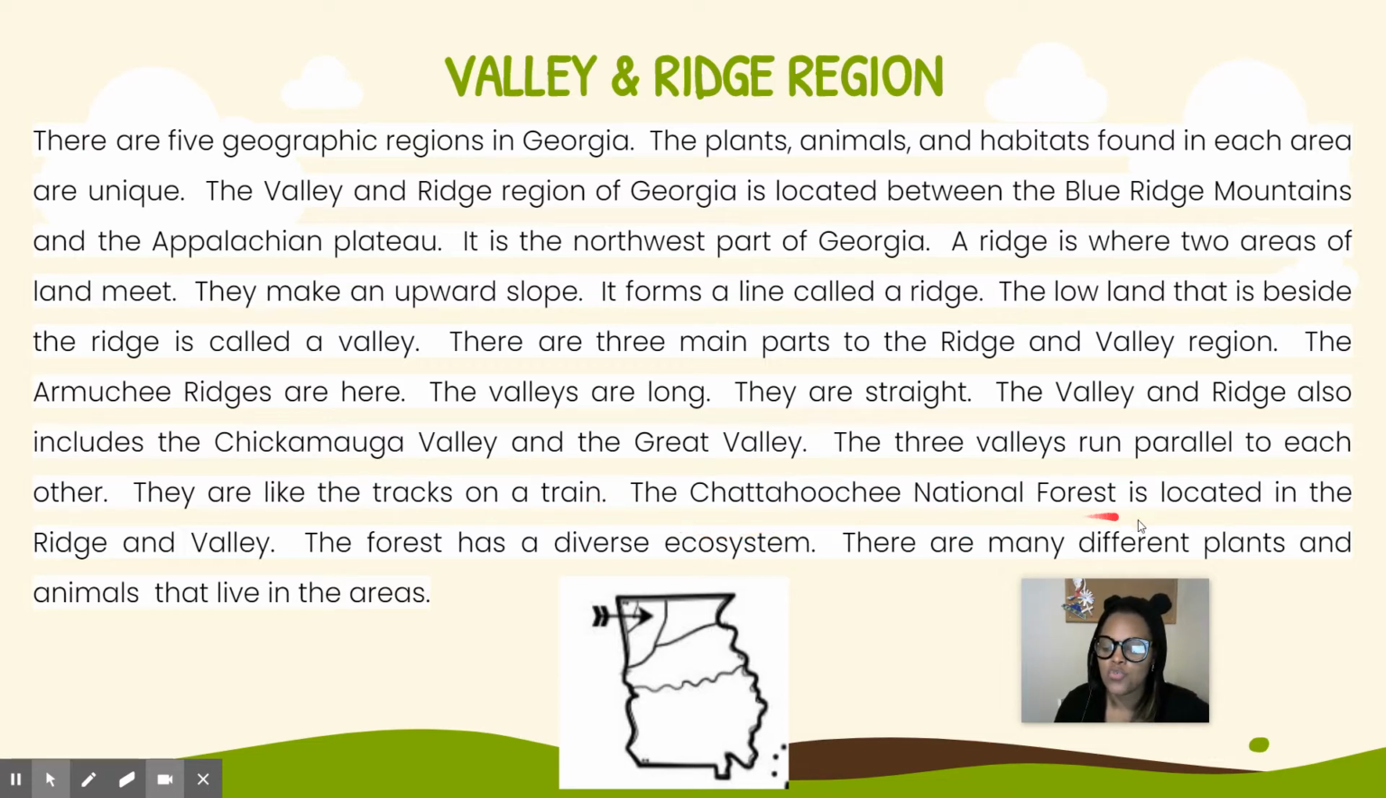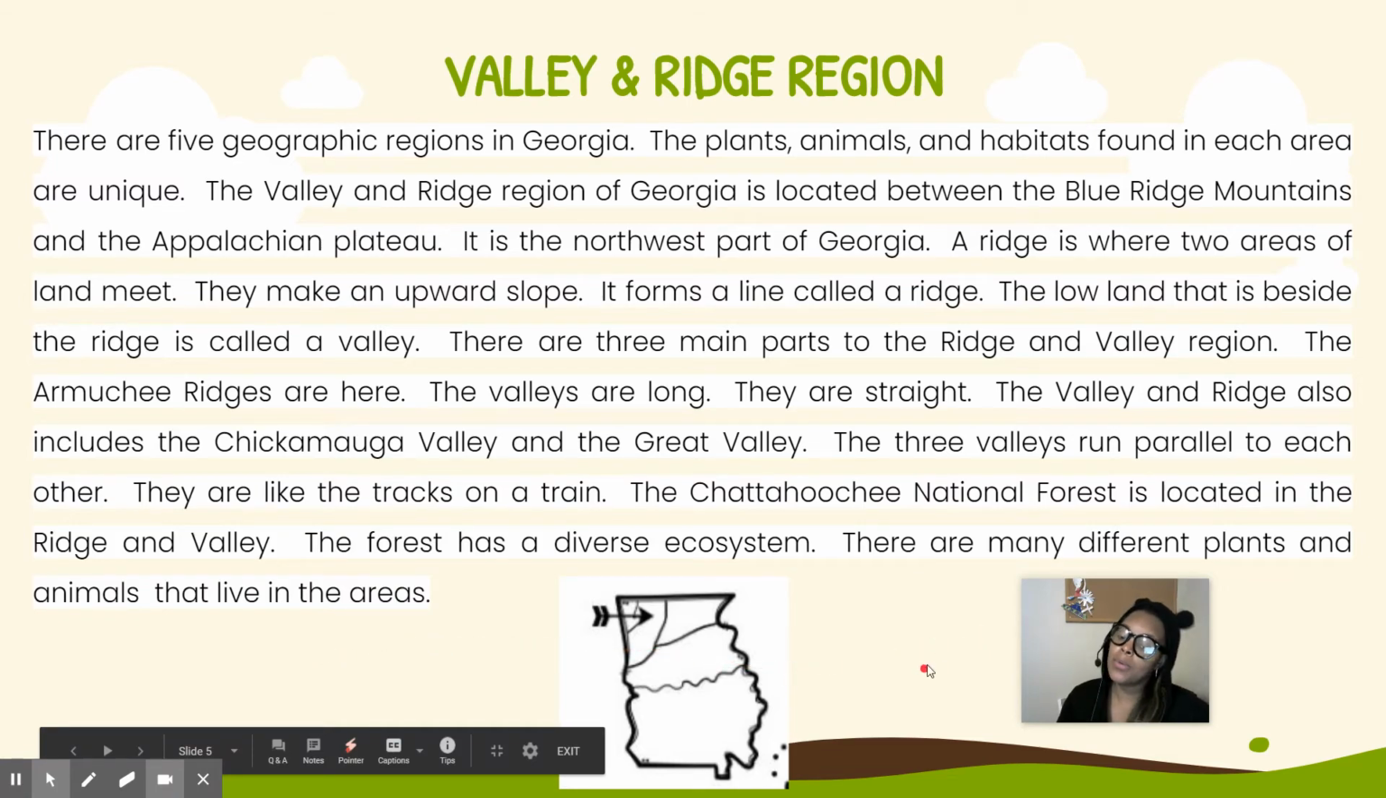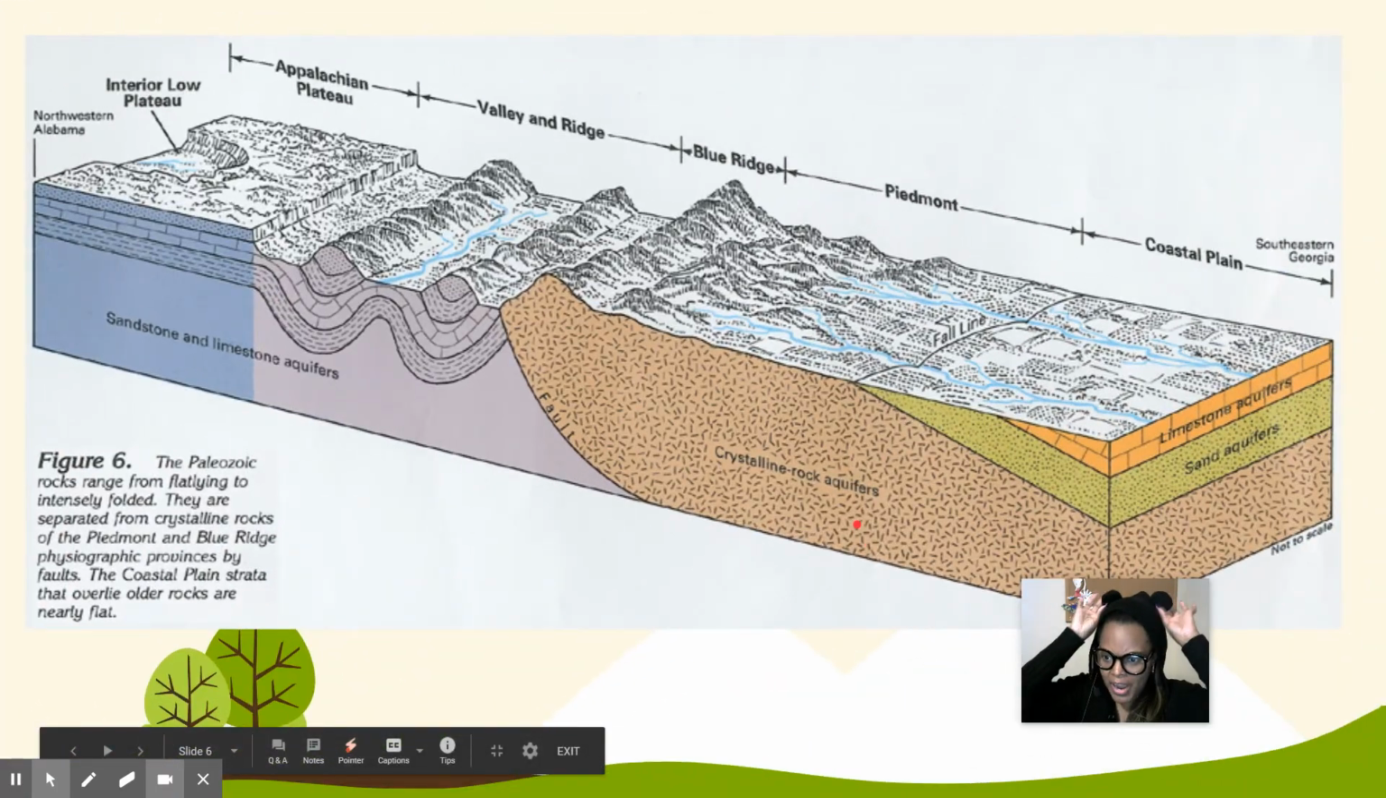The Chattahoochee National Forest is located in the Ridge and Valley. The forests have diverse ecosystems. So there's one of our words, ecosystem. Diverse means different or varieties or various. An ecosystem is a specific area with its own habitat that's interdependent on each other, okay? So they have their own little ecosystem, like your house is your ecosystem. That's everything you need to survive in your house is there, okay? And each house is its own ecosystem or habitat. There are many different plants and animals that live in the areas. I look like a bear, right?